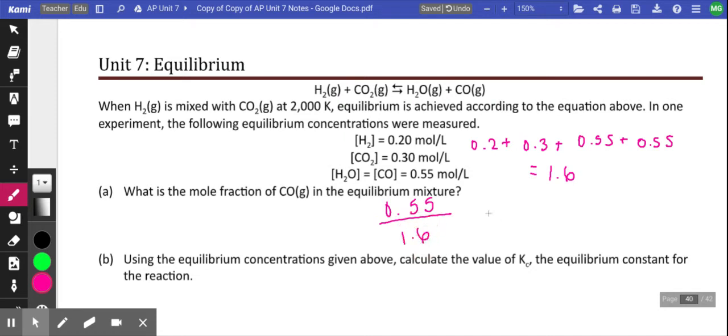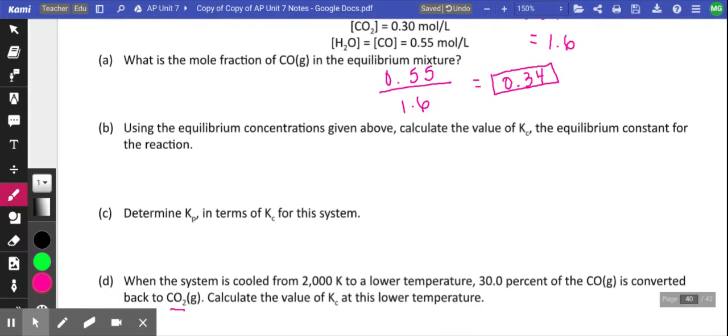So if I put that 0.55 over my total moles in the mixture of 1.6, and remember that's how we calculate mole fraction, this would give me an answer of 0.34 here. So that should be my final answer.